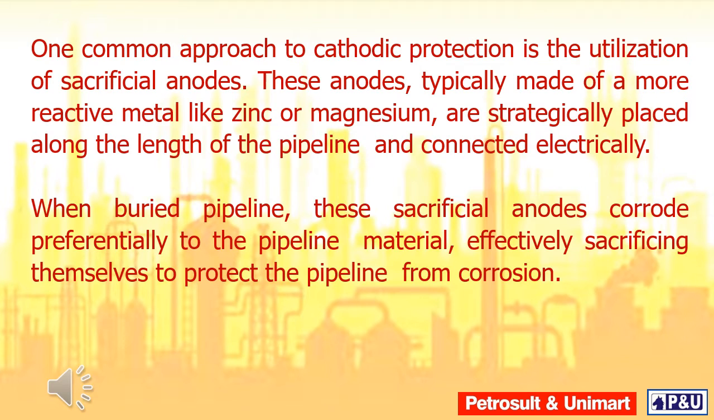One common approach to cathodic protection is the utilization of sacrificial anodes. These anodes, typically made of a more reactive metal like zinc or magnesium, are strategically placed along the length of the pipeline and connected electrically. When buried with the pipeline, these sacrificial anodes corrode preferentially to the pipeline material, effectively sacrificing themselves to protect the pipeline from corrosion.